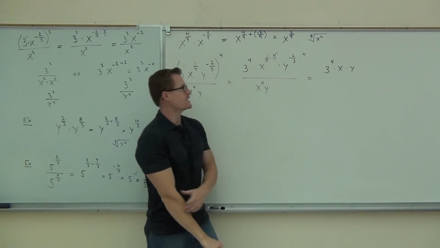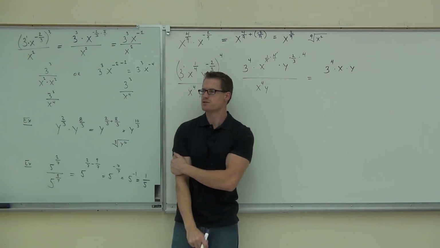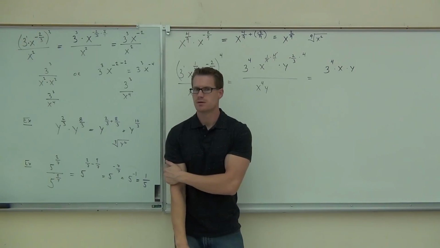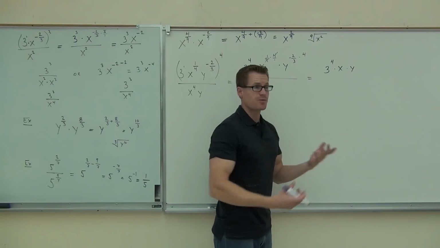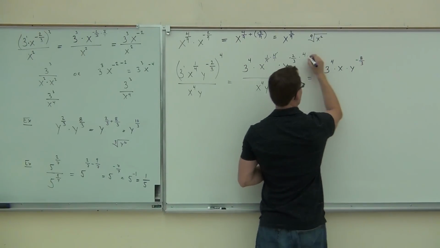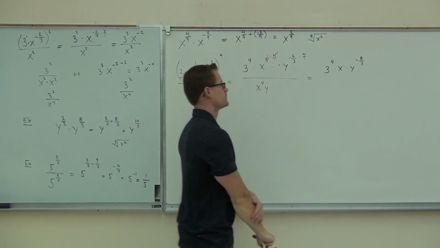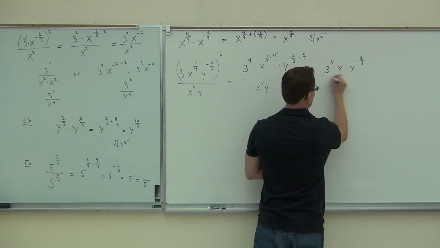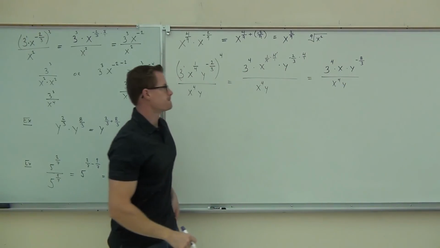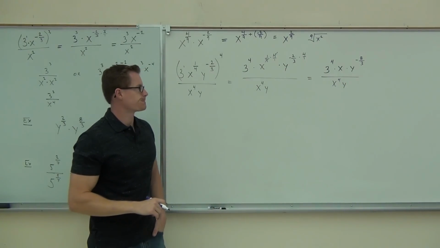Times y. How about -2/3 times 4? -2/3 times 4. How much? -8/3. Okay. Nothing simplifies there. Remember, this is over 1. And we still have this denominator, x to the 4th, y. Okay, all right.